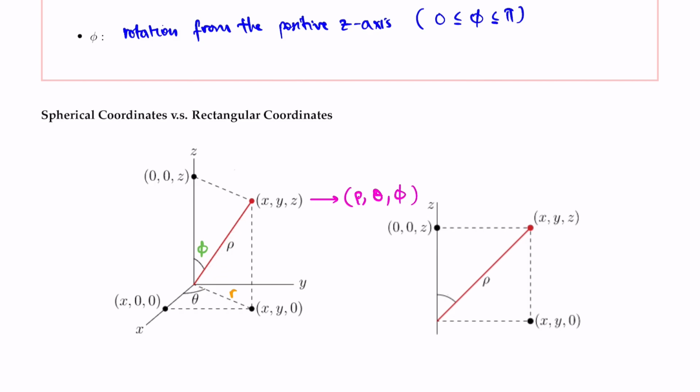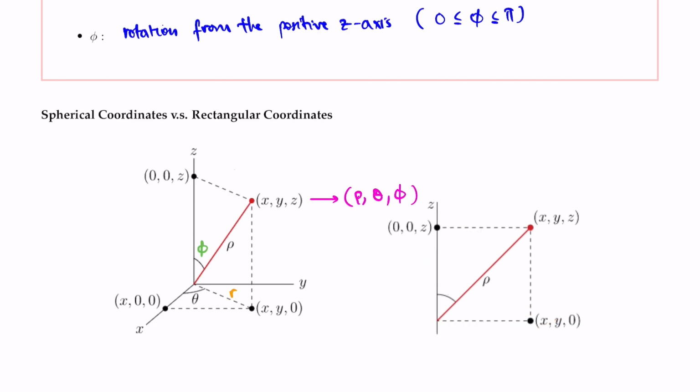Now the next thing that we're going to do is derive a set of equations that help us convert from a rectangular coordinate system to a spherical coordinate system and vice versa. What we're going to do is look at this particular triangle. We're going to zoom into this triangle and put it out here to work with.